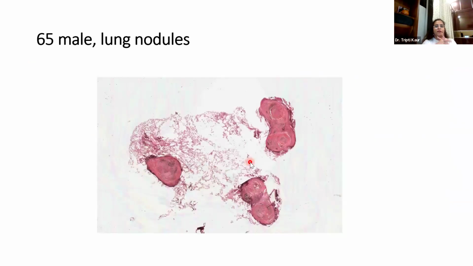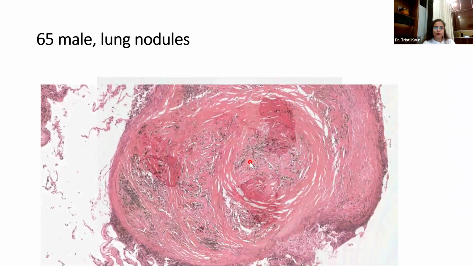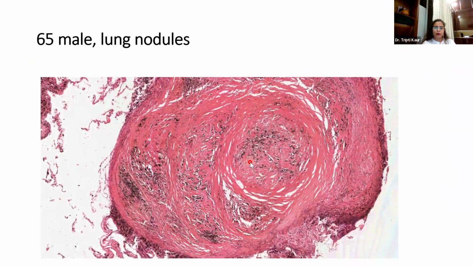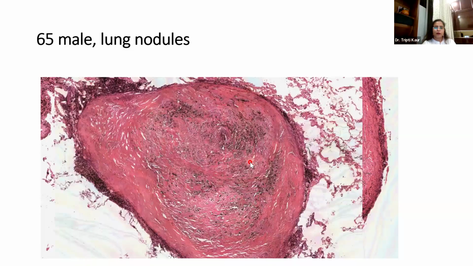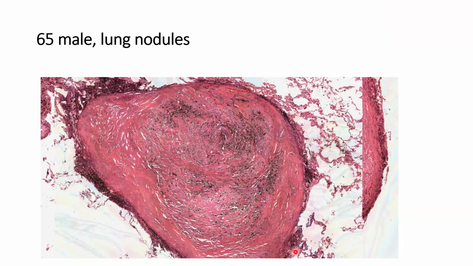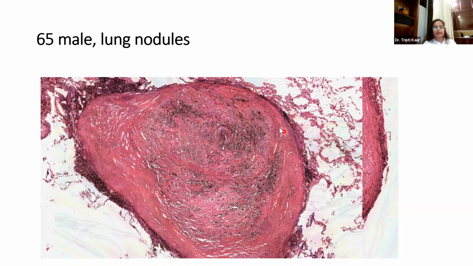Next is a 65-year-old male presented with lung nodules. A very straightforward case. Anybody would like to describe? So these are very well-defined nodules, and you can see that they are very collagen-rich. It's a silicotic nodule. They are very collagen rich.